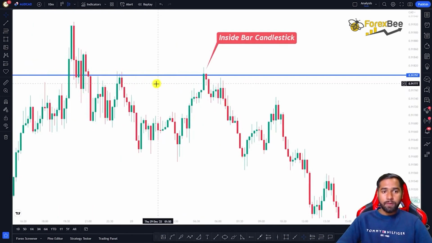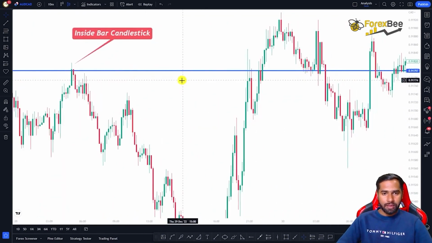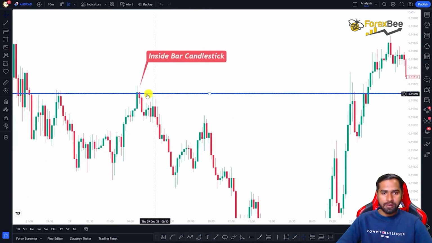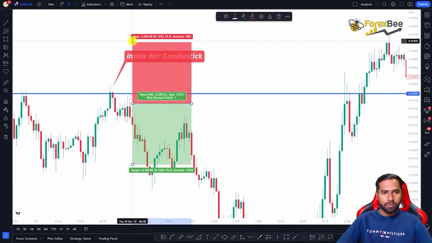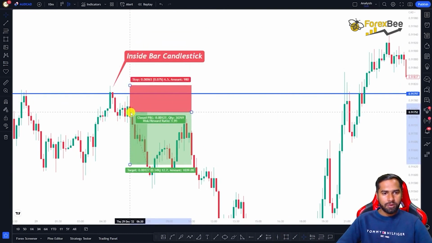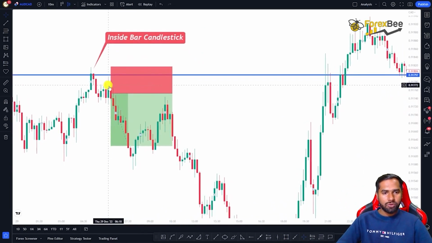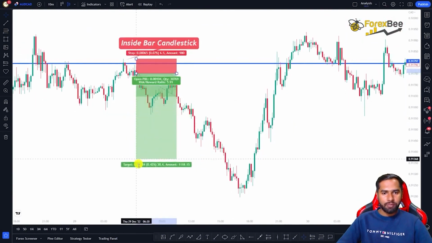So what we see here is that there's this SR flip level, and at this same level we have the formation of an inside bar. If we trade this inside bar and take a short position, with my stop loss here and my entry at the close of this candle, we can see the market going in the bearish direction for a very, very long time, as you can see here.